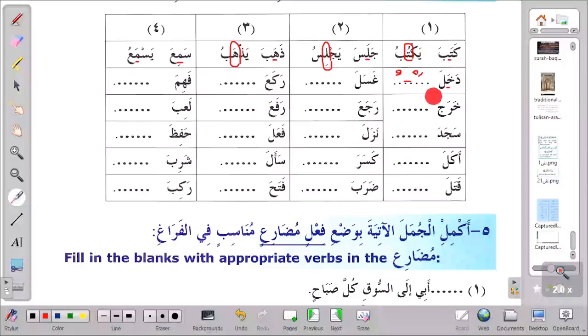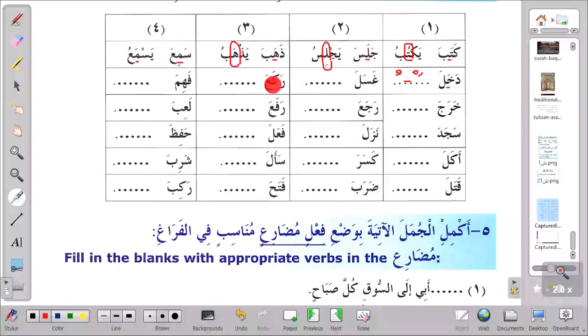No, there's kataba, he wrote. Dakhala, he entered. Kharaja, he left. Sajada, he prostrated. Akala, he ate. Sajada, that's where we have sujud from, when we have prostration. Qatala, he killed. Jalasa, he sat. Ghasala, he washed. Raja'a, he returned. Nazala, he descended. If I say Nazala al-Malak, an angel descended. Yanzilu, he is descending.